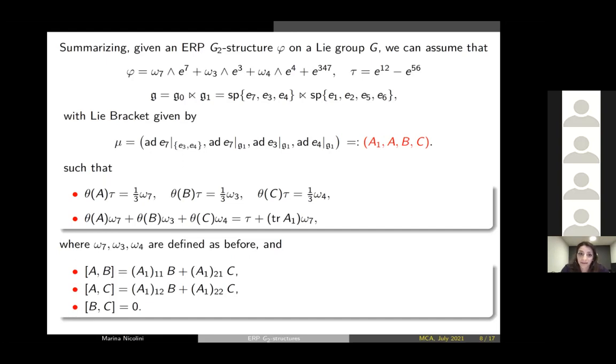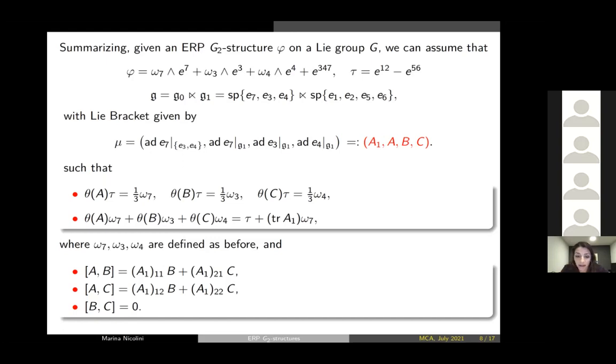Note that from these first 3 equations, A, B, and C are traceless. It's not so easy to see like this, but they are traceless. So all the unimodularity of the Lie algebra is codified in the trace of A1. So G is unimodular if and only if the trace of A1 is 0.